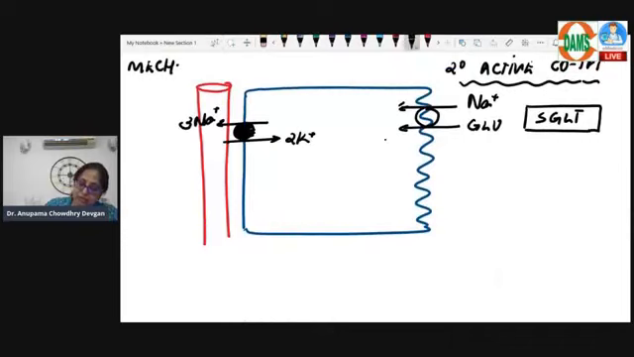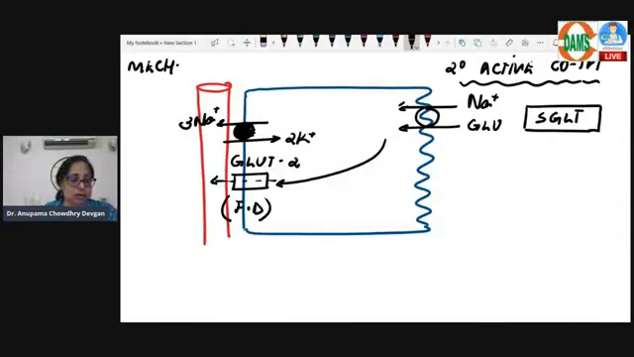And on the basal side, you have what is known as GLUT. GLUT2 is an example of facilitated diffusion. On the luminal side, you have a secondary active co-transport, and on the basal side, you've got a facilitated diffusion for the absorption of glucose.